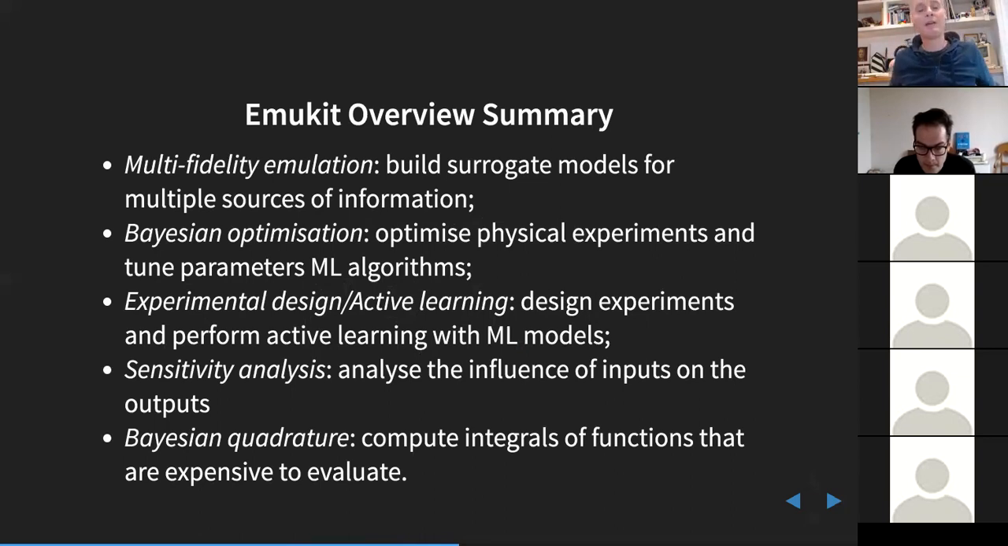To go back to what EmuKit can provide, we're not going to go through all of it. For example, one thing we're definitely not going to cover in this course is Bayesian quadrature. Bayesian quadrature is when you compute the integrals of a function. That's a really interesting thing to be able to do. Imagine you have some simulator and you want to integrate that simulator along one of its input directions. To do that well, one thing you can do is fit a surrogate model and integrate the surrogate model.